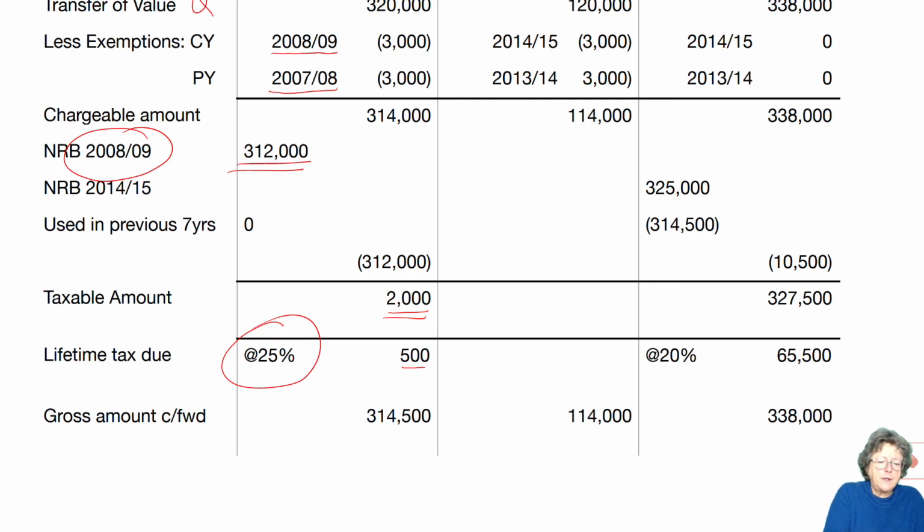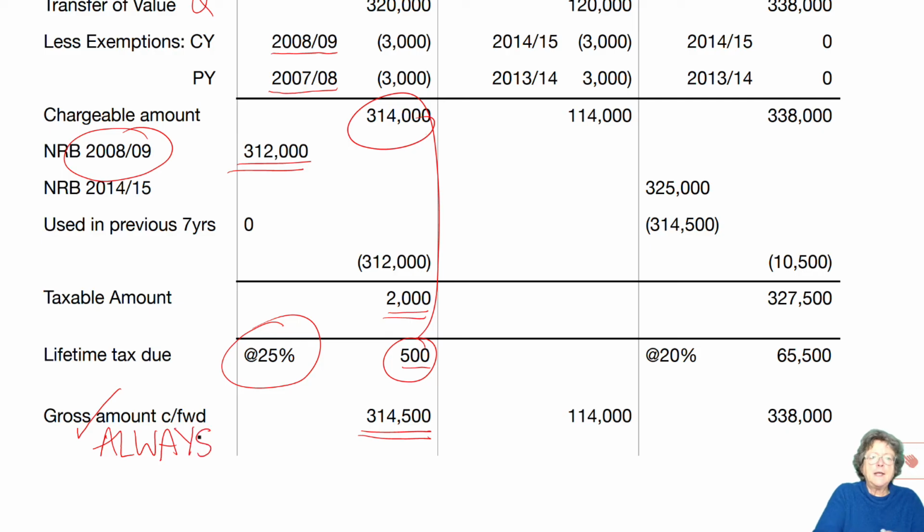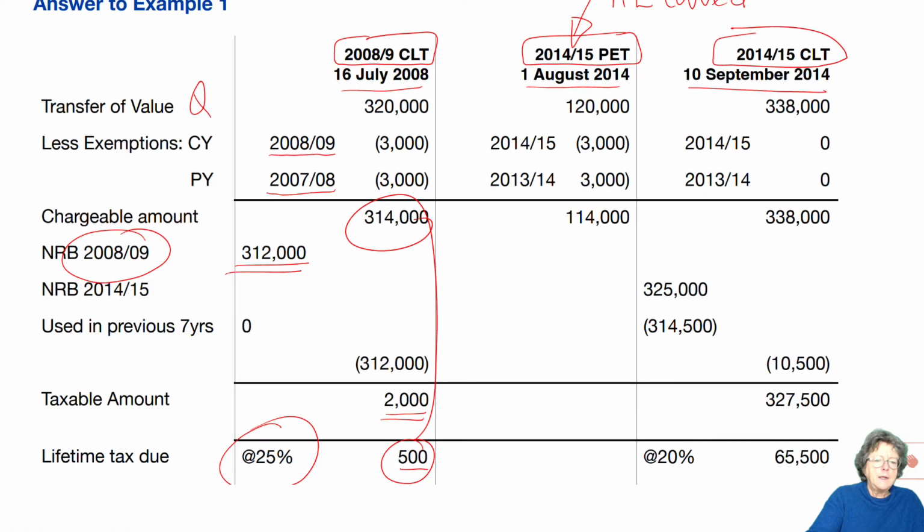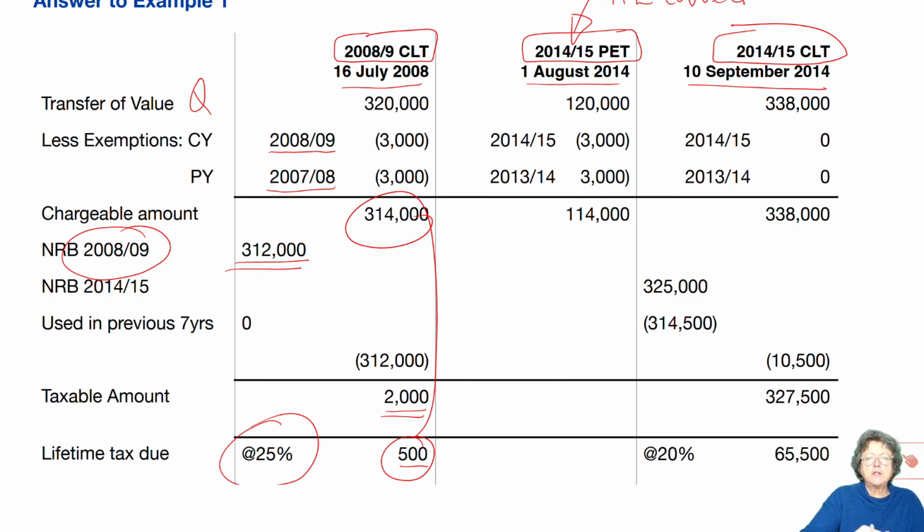25% gives us that. So because they've paid the tax, this and this are added together, giving us a gross amount carried forward. Always do that. Always do that. You're going to get an extra half a mark every time you do. Okay. If you can do them side by side, that's fantastic. If you find that it's more difficult to do them side by side, then do each one individually.